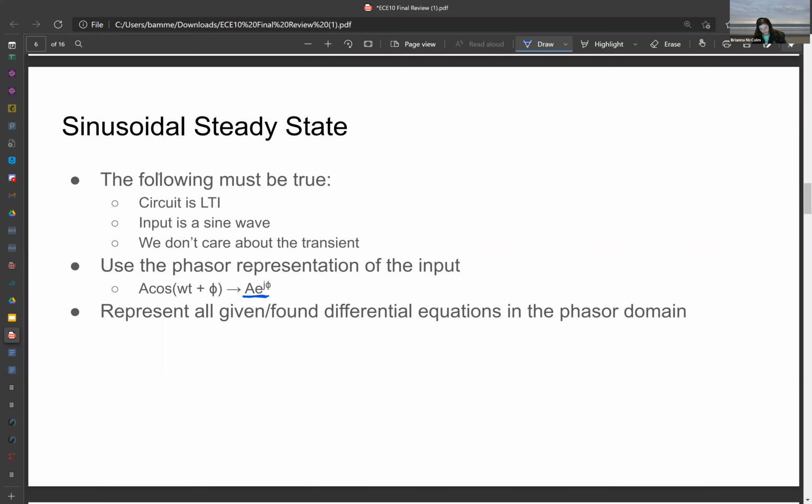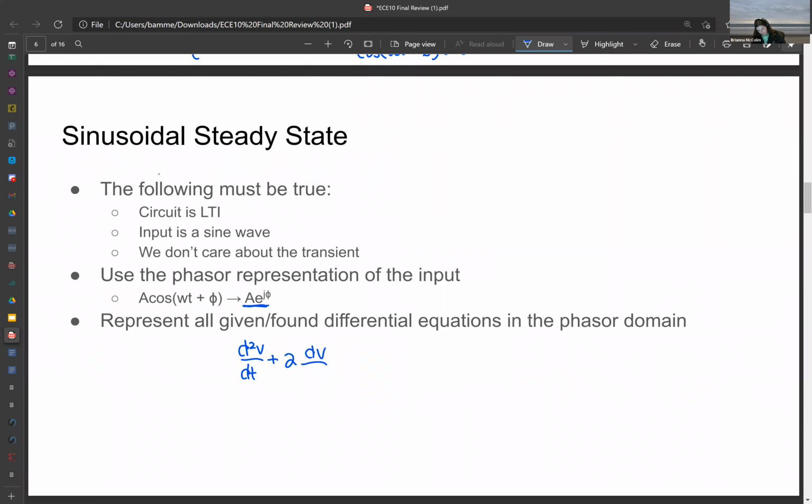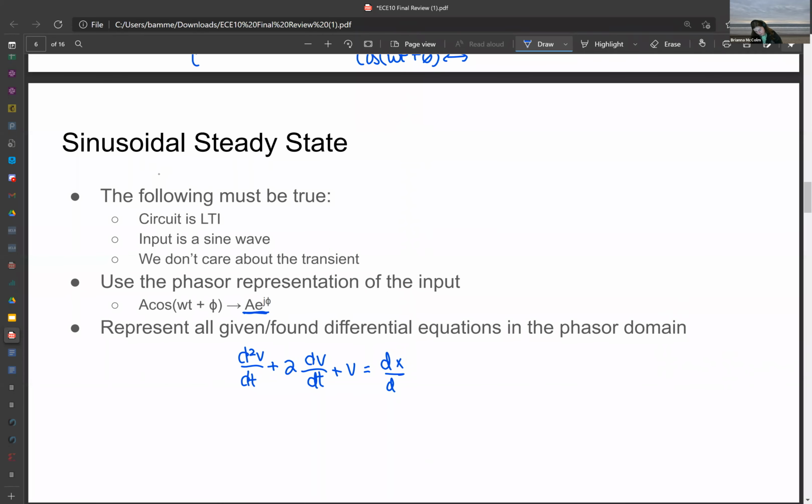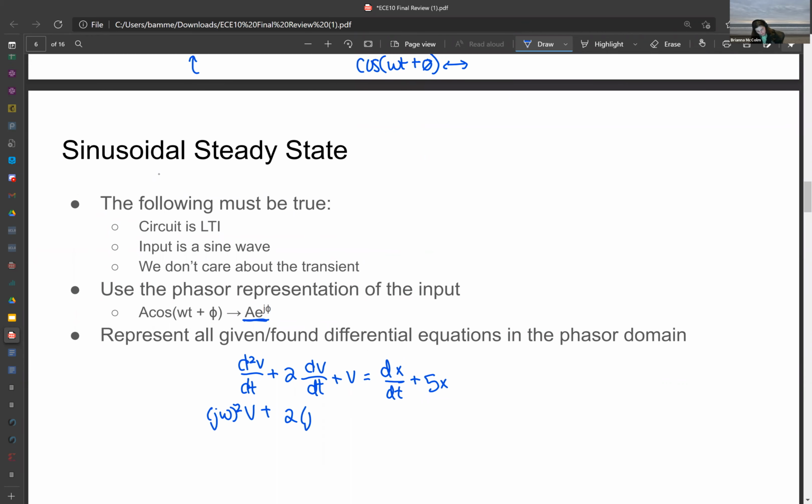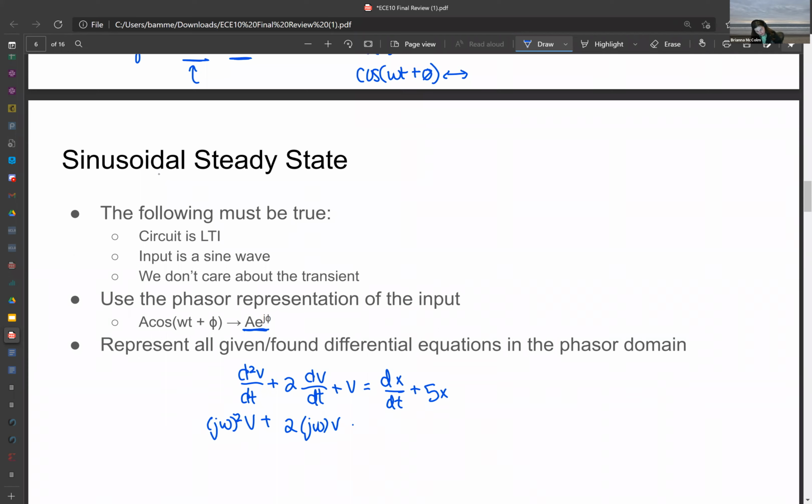So for example, if you end up with a differential equation like d squared v(t) dt squared plus so on, you're going to want to move it into the phasor domain or frequency domain. So you're going to want to write it in a form like this. And so the derivatives become the j omega terms. And then everything now, instead of being in the time domain, is going to be a function of omega instead of t.